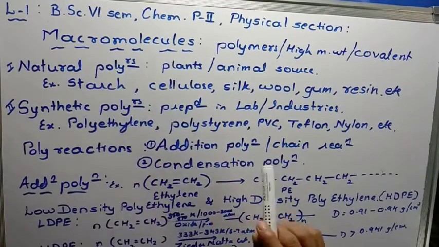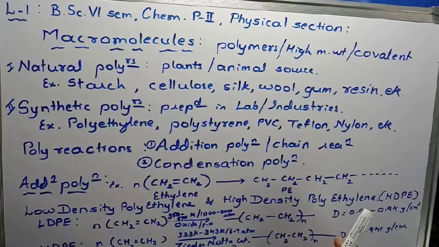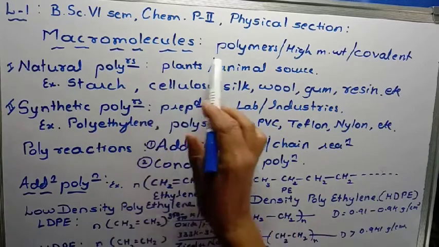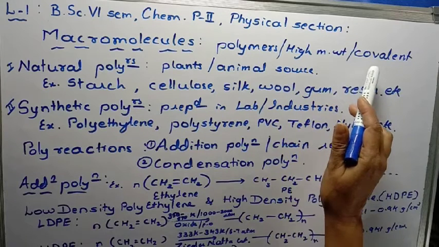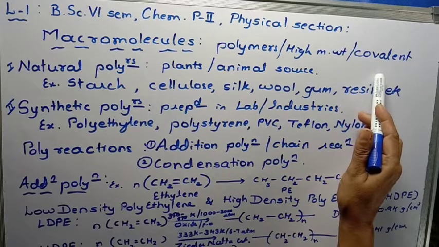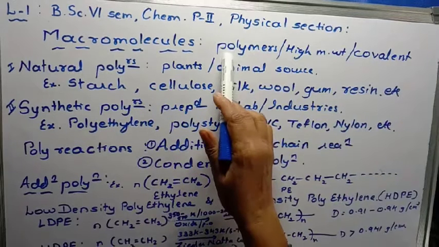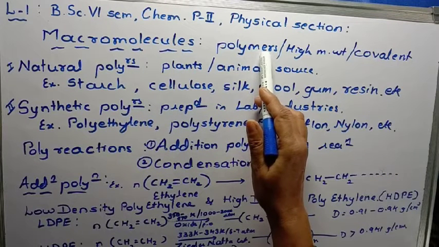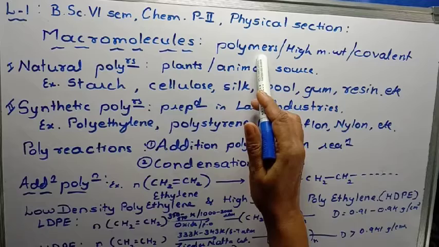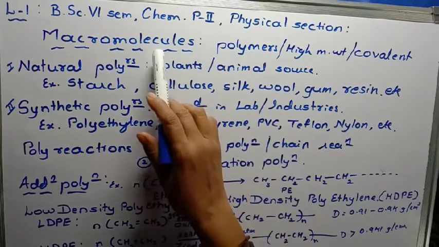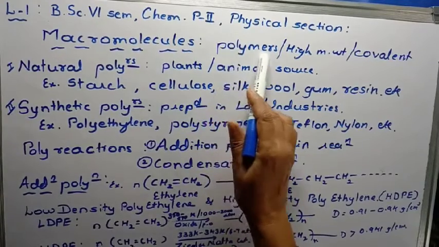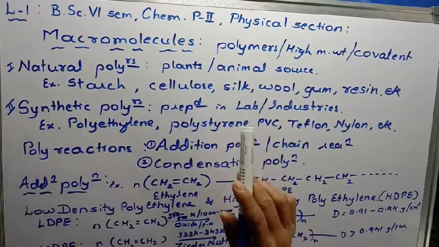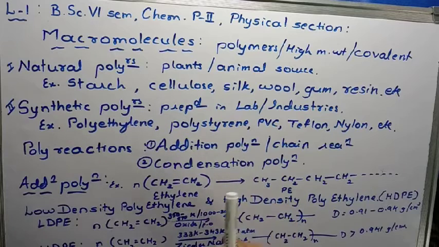Macromolecules, the name itself indicates macro, very big molecules, which are also known as polymers. They have very high molecular weights, and they are usually covalent compounds. They are said to be polymers because it's a Greek word: poly means many, meros means parts. So a polymer is a macromolecule made up of a number of repeating units, and these units are said to be monomers.